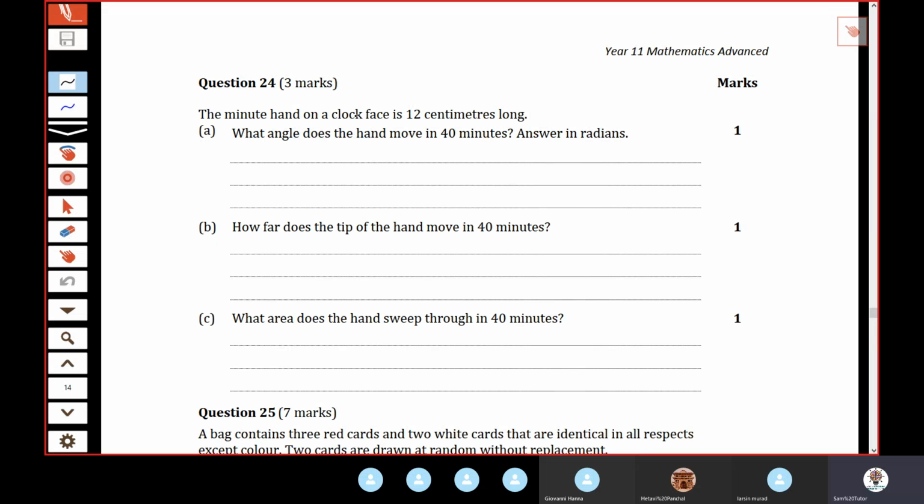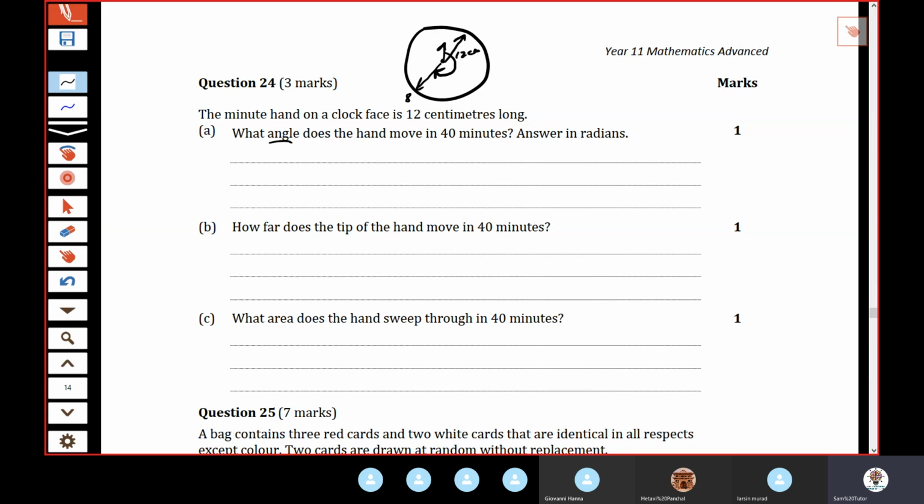The minute hand on a clock face is 12 centimeters long. So of course you guys know that's a circle. You've got an hour hand and then you've got a minute hand. The minute hand is 12 centimeters long. What angle does the hand move in 40 minutes? So what angle has it made in 40 minutes? So 40 minutes would be somewhere here. This is where 8 is.